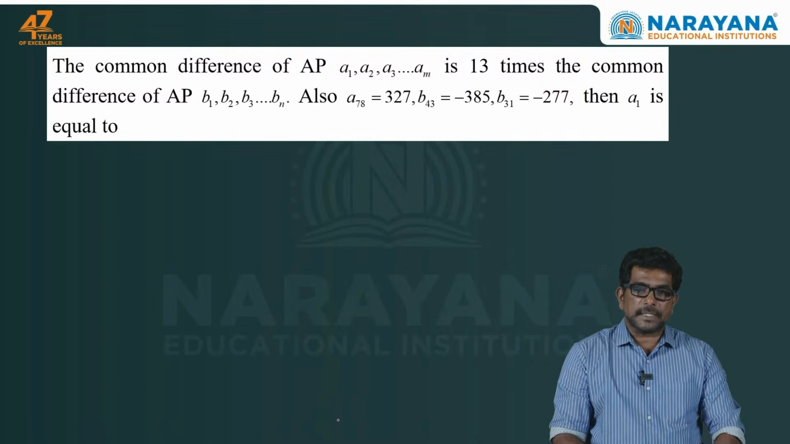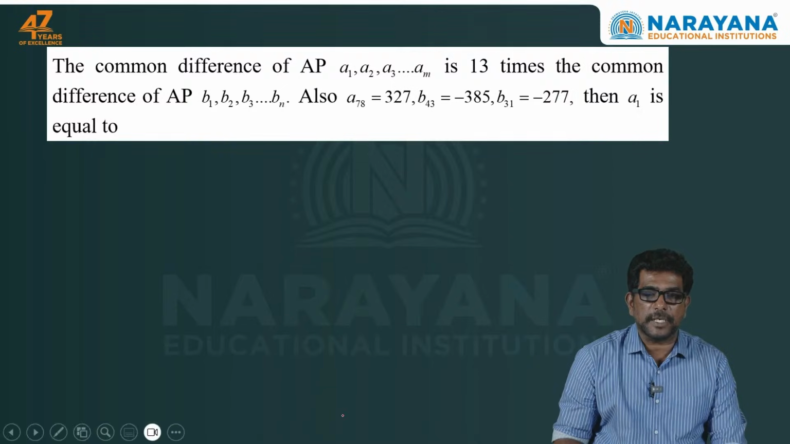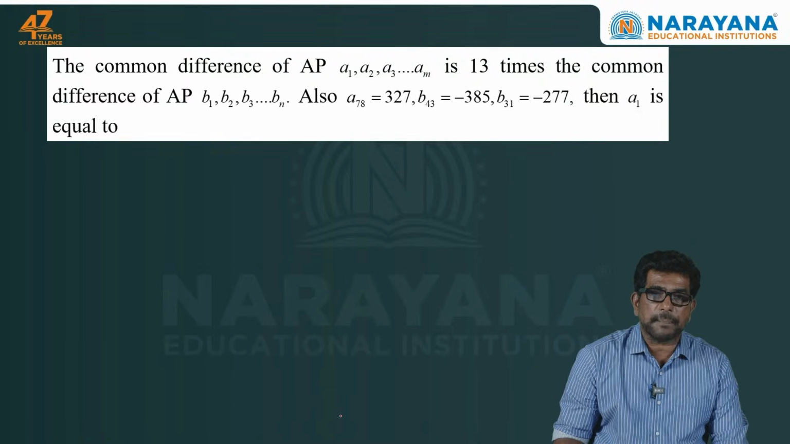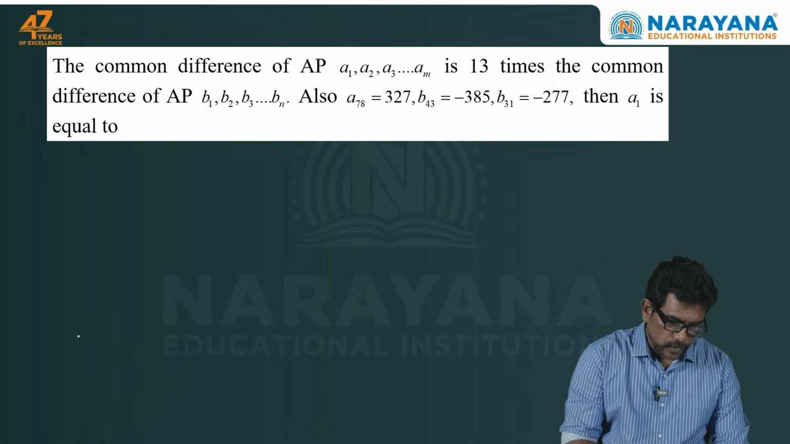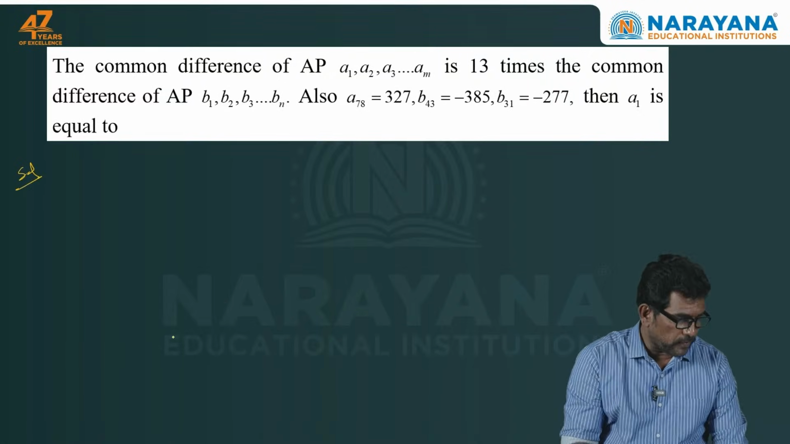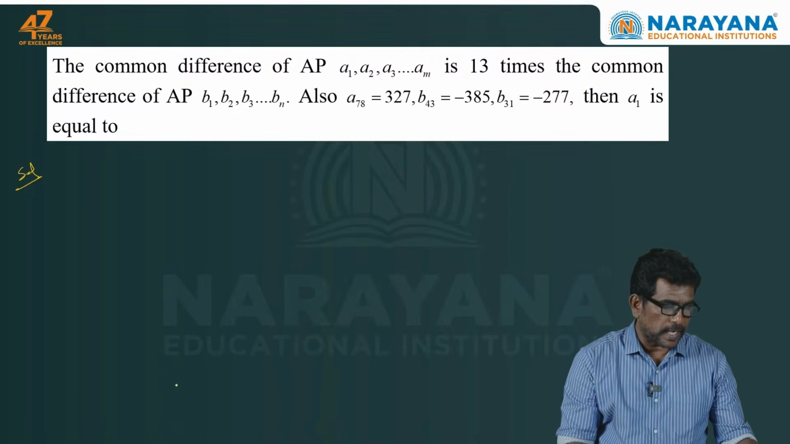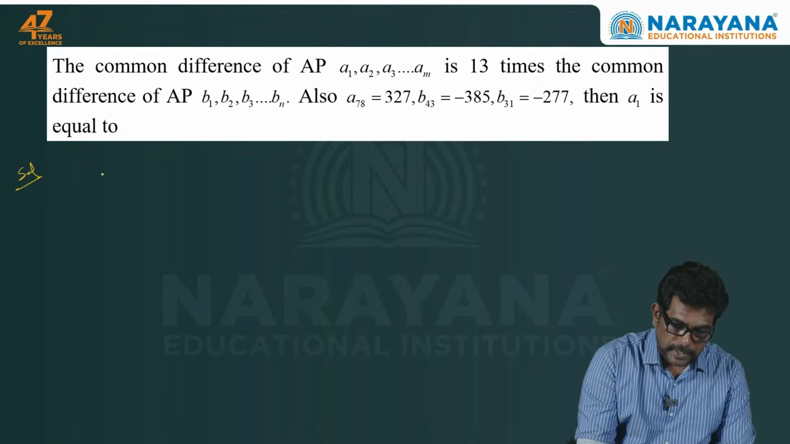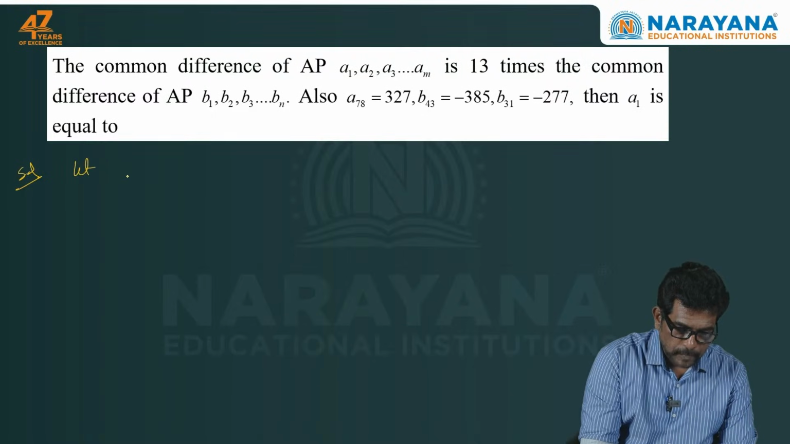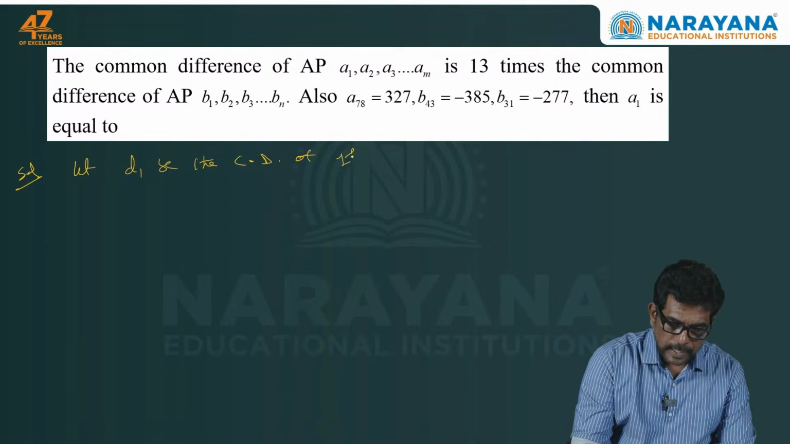The problem is related to sequence and series. Already we discussed one problem related to series, that is exponential series, but this is related to the AP. Already we are very familiar with the AP formula. So using the AP formula, one by one we are going to solve here. The common difference of the first AP is given. Suppose D1 is the common difference of the first AP.